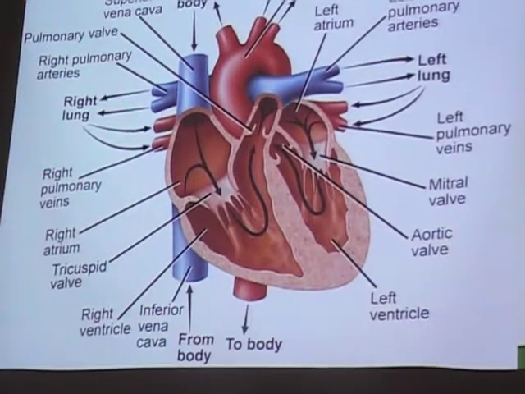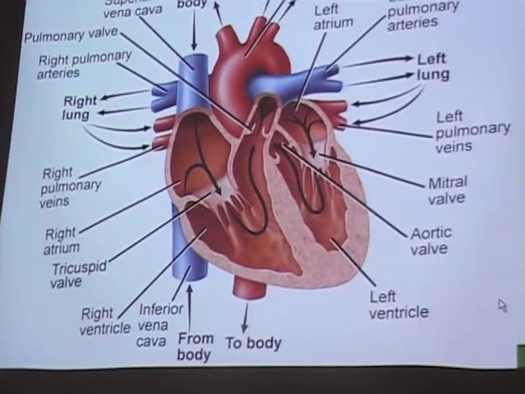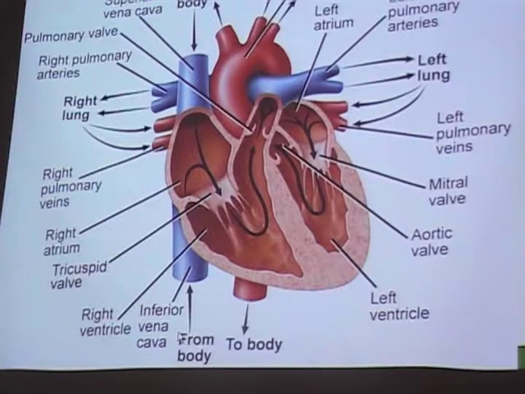Okay? So here's how it works. Blood comes into your heart.